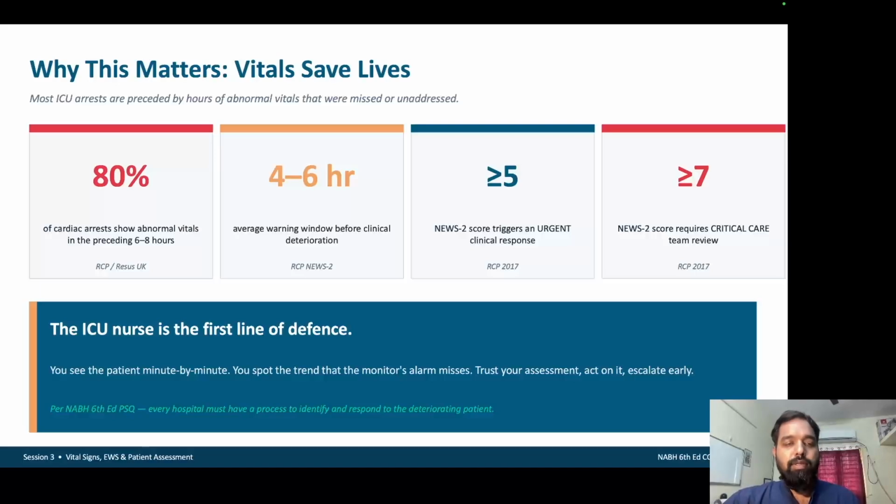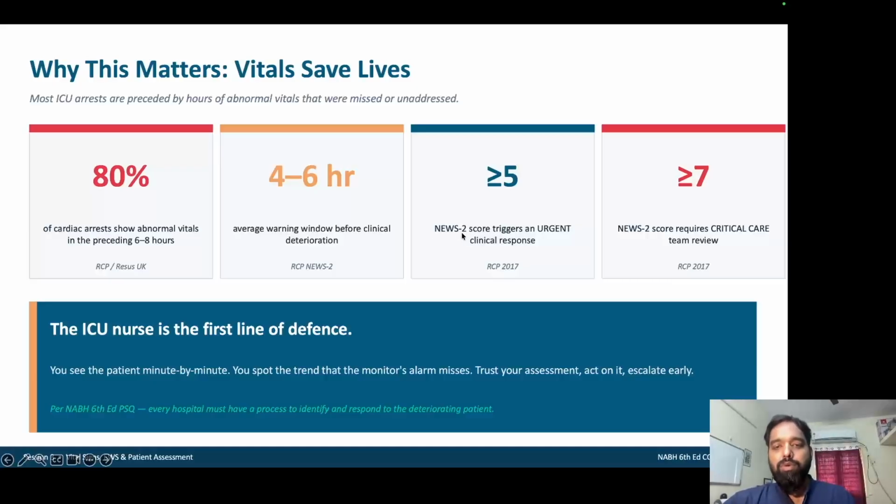Whenever the heart contracts, it shows up in two forms: as a pulse rate, the number of beats per minute, and as a pressure, the output of the heart's function. Around 80% of cardiac arrests show abnormal vitals in the preceding 6 to 8 hours before they happen. There is an average warning window of around 4 to 6 hours before clinical deterioration.